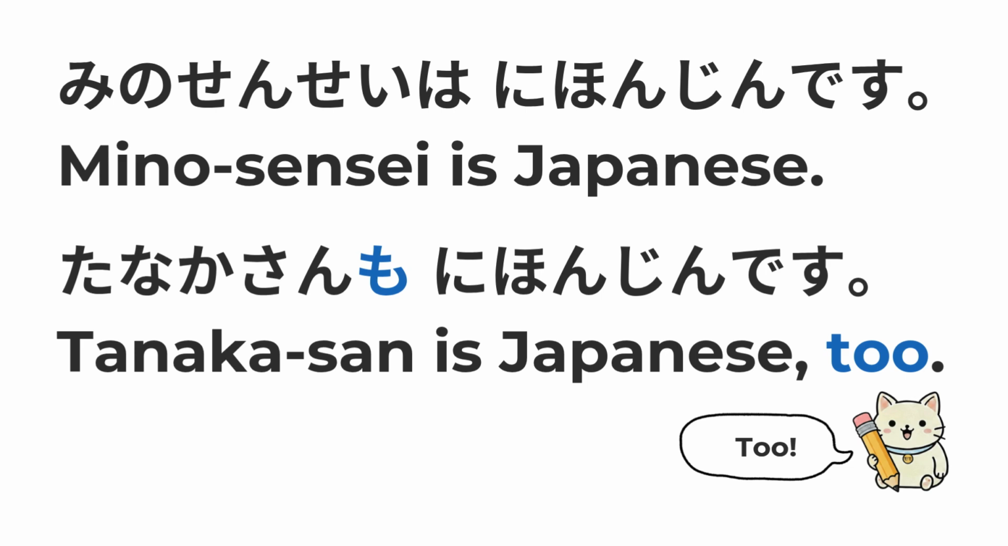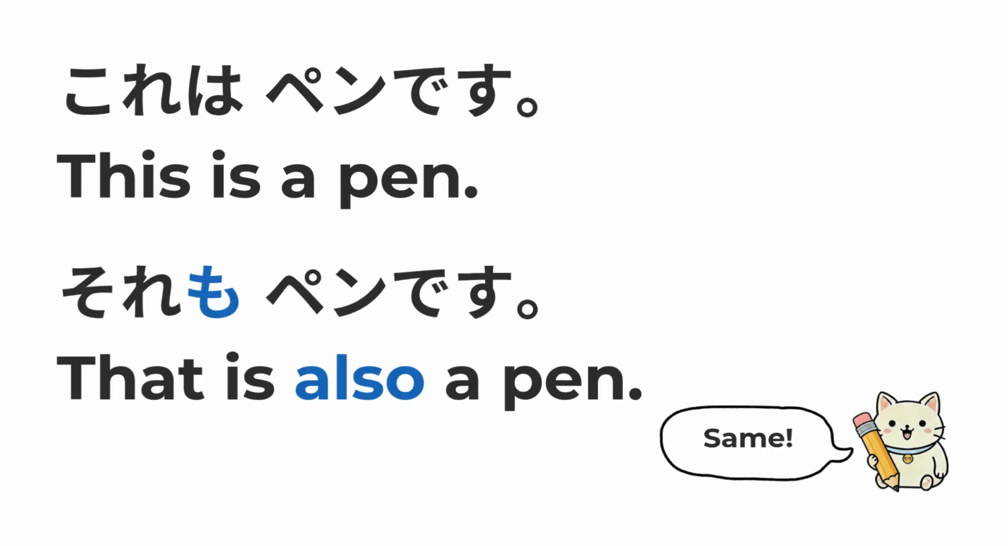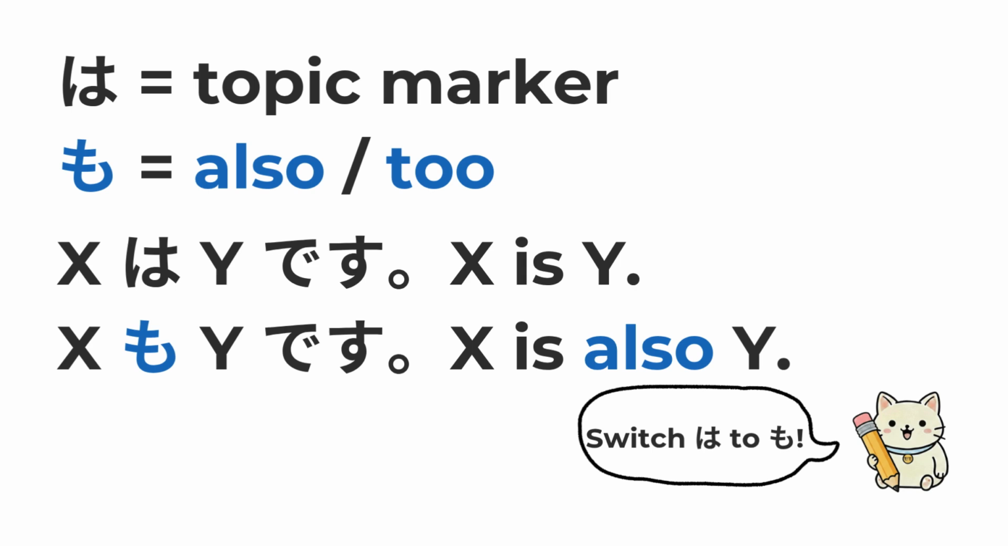Let's try it. みの先生は日本人です。 Mino sensei is Japanese. 田中さんも日本人です。 Tanaka-san is Japanese too. Ha becomes mo. Mo works with things too. これはペンです。 This is a pen. それもペンです。 That is also a pen. Korewa becomes soremo.